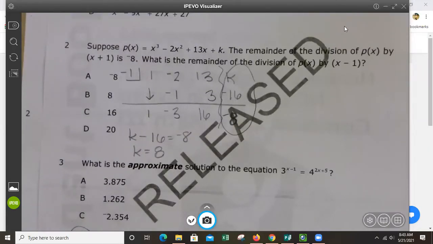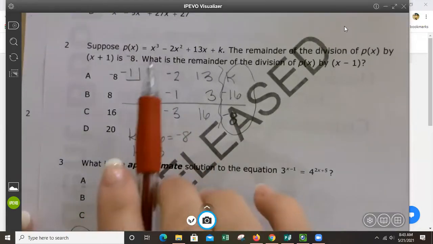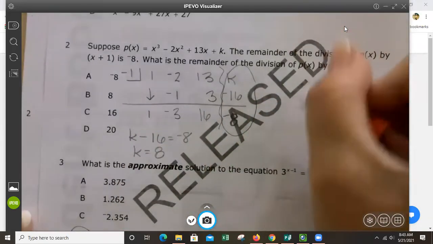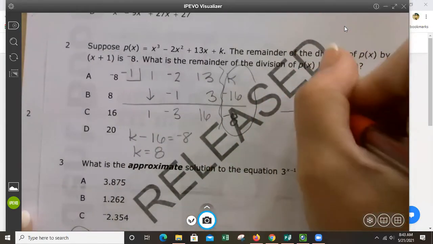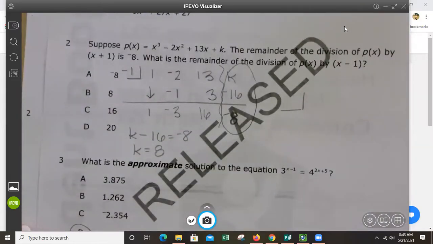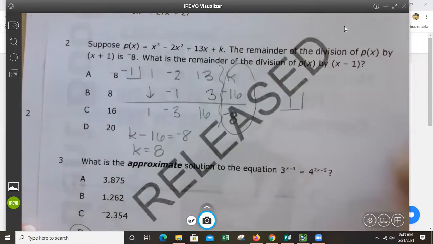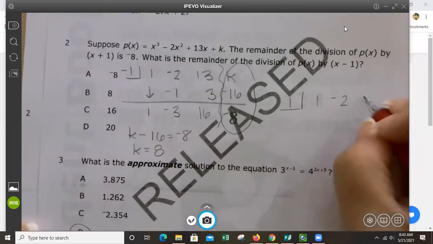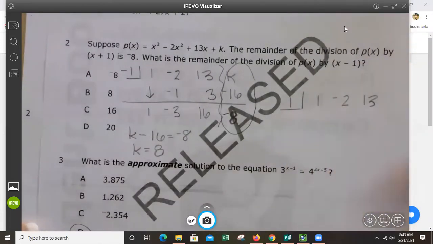Make sure that you're asking, all right? What's the remainder of the division by X minus 1? So now we have to do the same thing, but we're doing it by X minus 1. So what goes in the box? 1. We're doing the same function, which was a 1x cubed -2x squared, a 13x, but we found out that k was 8.